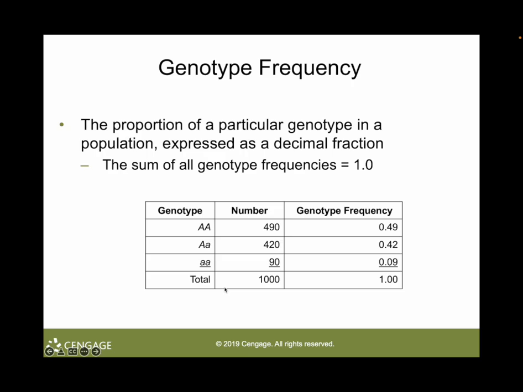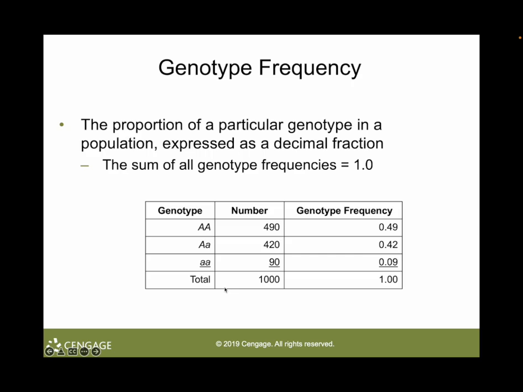I don't want to use huge numbers here, so imagine four different individuals. One individual is homozygous dominant. One individual is homozygous recessive. Two individuals are heterozygous. So it would be 25% homozygous dominant, 25% homozygous recessive, and 50% heterozygous. So there you have genotype frequency.